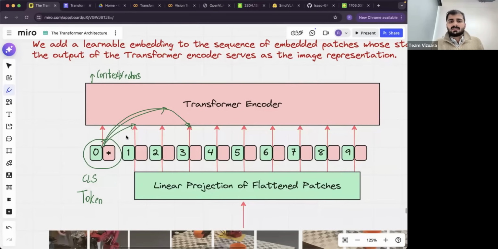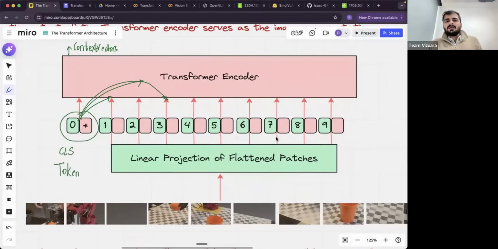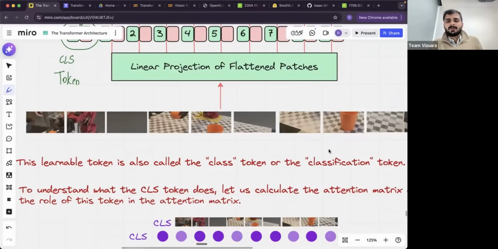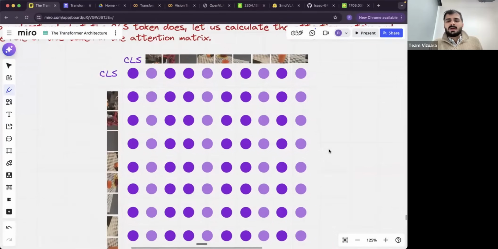So unless it has access to all these other flattened patches and their embeddings, their values, queries, keys, etc., this approach might not work. So let's use the same mechanism that we use for the transformer encoder, but instead of 9 tokens, we have 10 tokens. So we have a 10 by 10 matrix now. Let's see how the attention matrix looks like.